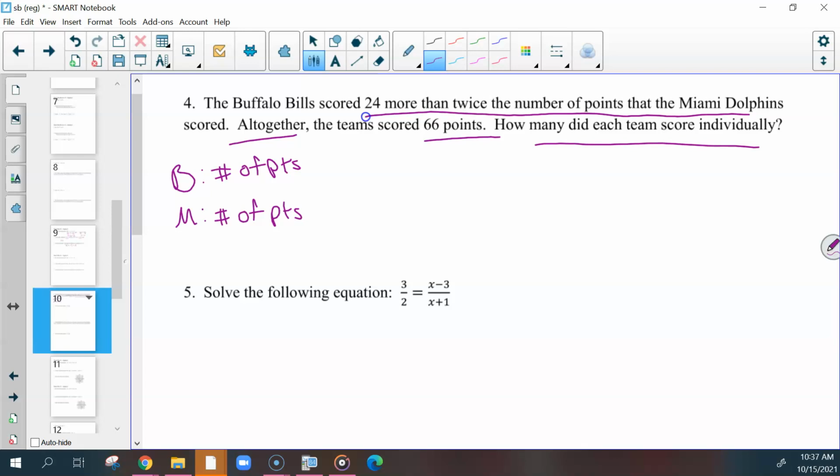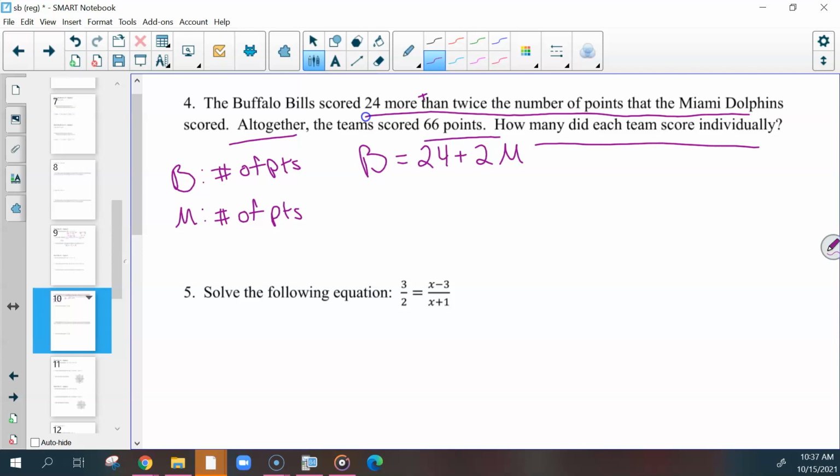For our Buffalo Bills, they tell us that they scored 24 more than twice the number of points Miami Dolphins scored. So I could set that as an equation. B equals 24 more than, or I'm adding, 2 times however much they scored, Miami Dolphins. I don't know what that is. But I know that first sentence tells me that much.